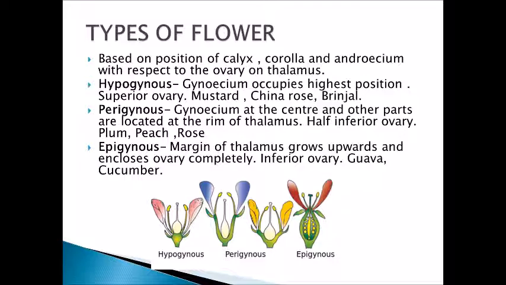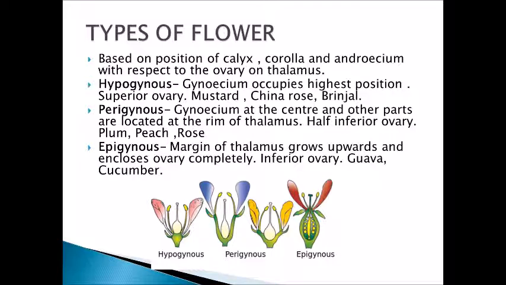The second type is perigynous flower. In this case, gynoecium is at the center and other parts are located at the rim of the thalamus. The ovary is considered a half inferior ovary, and the examples are plum, peach and rose.